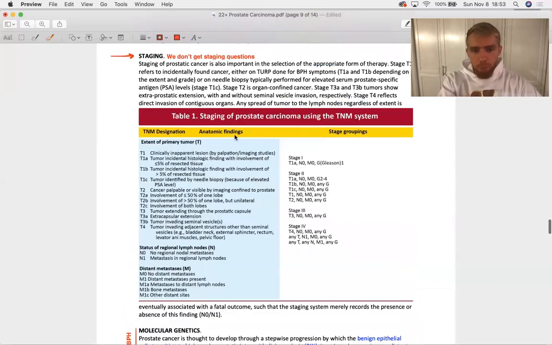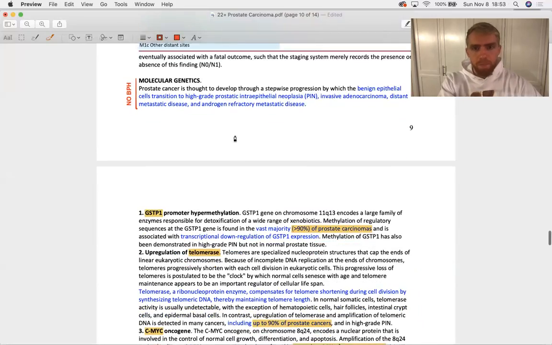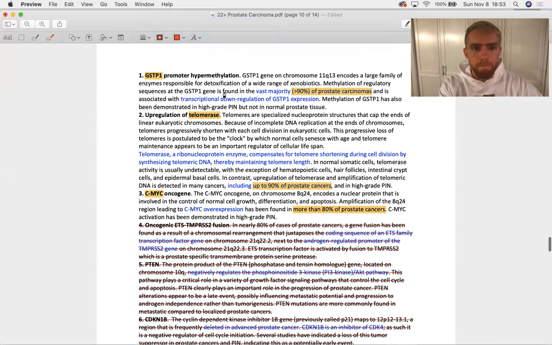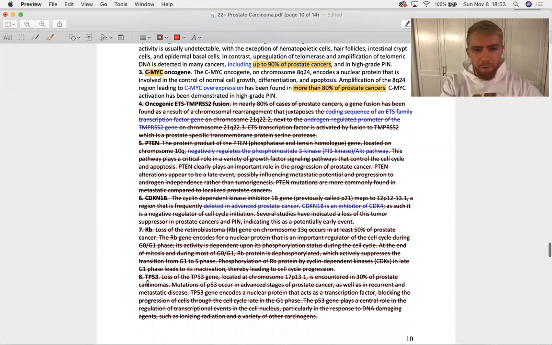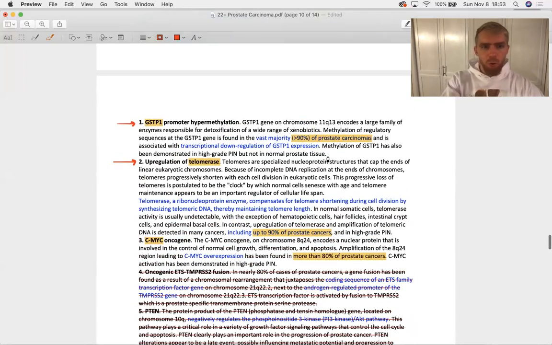Again, we're going to have multiple tests on the prostate. Path included. So the genetics. I'm really looking at these first 3. They list like 6 or 7, but they're not going to ask you about something that far down the list. They want to ask you about the high yield ones. So the GSTP1 gene is mutated. It's a tumor suppressor gene. It's got a loss of function in over 90% of prostate carcinomas.